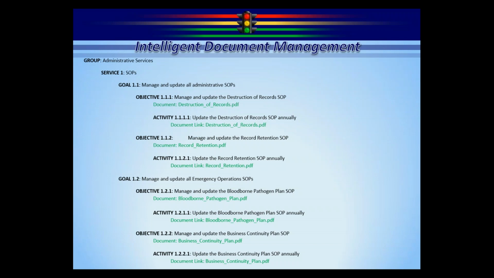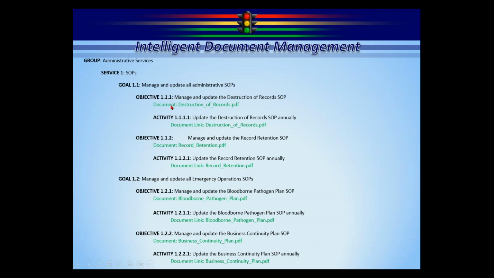And it's very difficult to track that because every activity or every document typically has a different person assigned to it who has to do the updates. So here's what we did. We built the ability to have a plan in here. In this case, under our administrative services group, we have a service called SOPs, or standard operating procedures. One of our goals might say to manage and update all administrative SOPs. We have another goal down here that says manage and update all emergency operations SOPs. And you could have as many of those as you need in there.